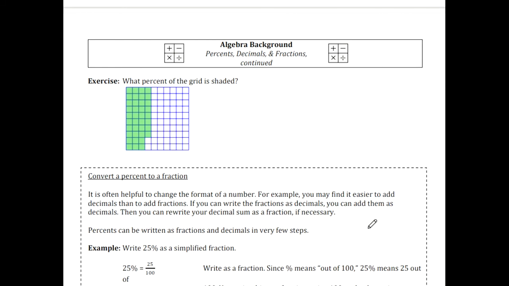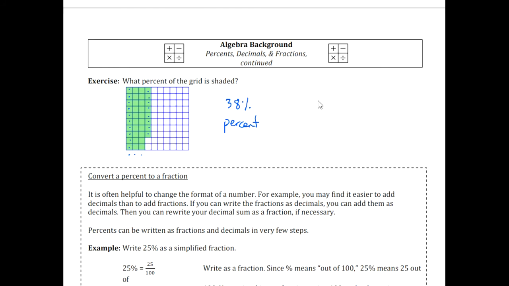So another exercise: what percent of this grid is shaded? Well, again, we count up the number of squares, and remember, each column has 10 squares. So 1, 2, 3, 4, 5, 6, 7, 8, 9, 10. So we have 3 columns. That will give us 10, 20, 30 shaded mini squares. So 30, 31, 32, 33, 34, 35, 36, 37, 38. So we have 38%. That's written in the percent format.